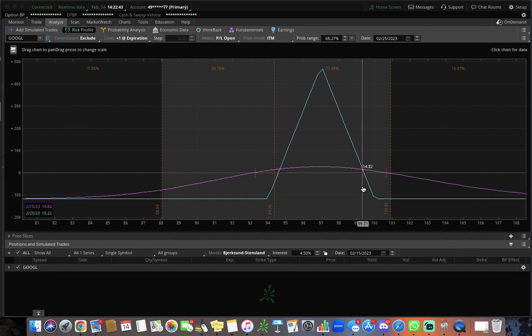So just to give you a sense of how a butterfly works, because we're buying a call, we're selling 2, and then we're buying a call here, and that creates this. The total risk involved in this trade was 60 cents, so 60 cents to make up to $2.40. So it's $60 per contract to make approximately $240 at max reward level, right?